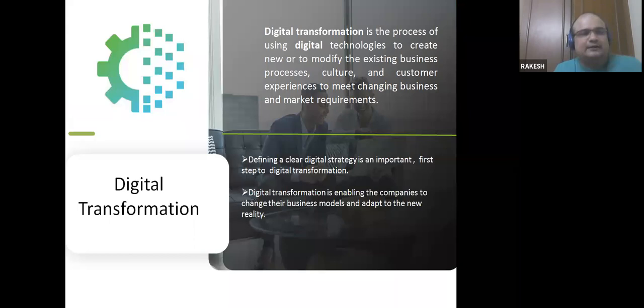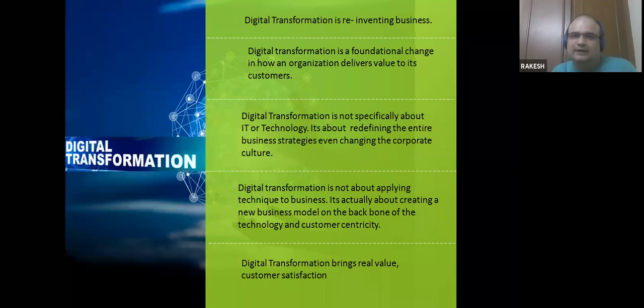So digital transformation is reinventing the fundamental changes in how to organize and deliver value to customers. Digital transformation is not specifically about IT or technology. It's about redefining the entire business strategy and even changing the corporate culture. This is important. If your strategy is changed but your attitude toward employees is the same, the end customer is going to get that only. If you shout at your employee in the morning and expect him to deliver the best customer-centric experience, that's not possible. So everywhere we have to change, not only in the company.